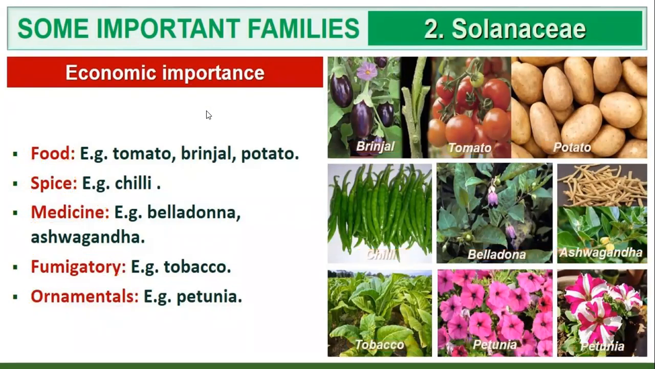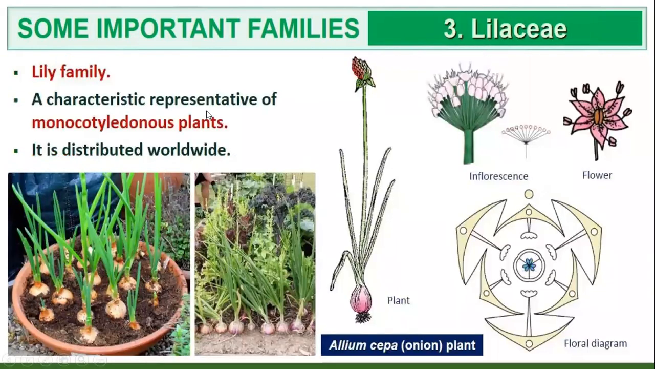After this, we have the next family, that is Liliaceae. When I use this word Liliaceae, the most important line is this: it is a characteristic representative of monocotyledonous plants. Onion is a monocot plant. Most important, it is distributed worldwide. Wherever you go across the globe, you are going to find onion.